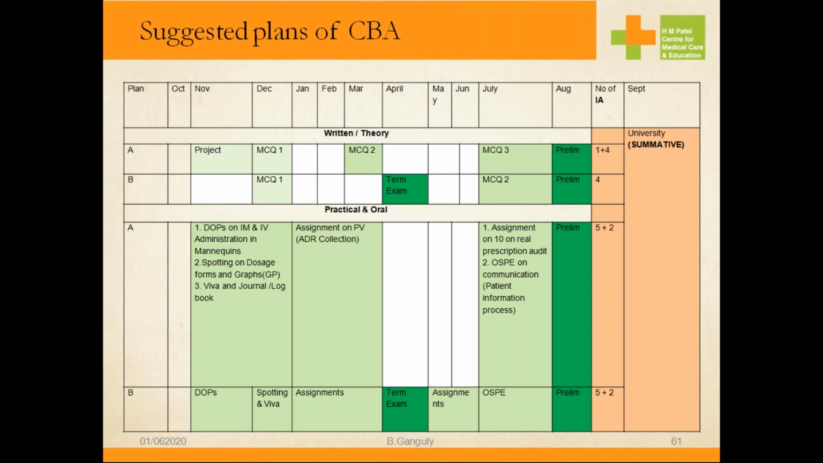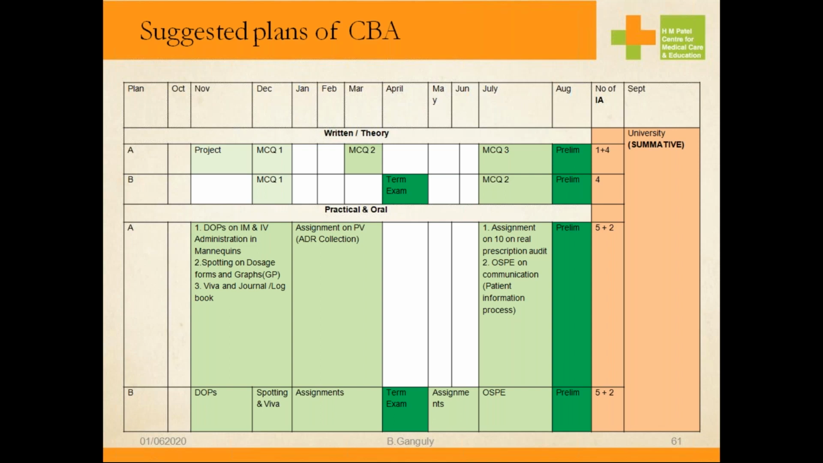As per plan A in written, plan A in practical can be DOPS on IM and IV administration in mannequins, because now mannequins are mandatory for all medical colleges in the pharmacology department, 15-15 minimum. Then spotting on dosage forms and graphs, viva and journal or logbook, that can occur initially with general pharmacology in November, December. Then from January, you give an assignment for pharmacology, the pharmacovigilance program, that is ADR collection. And no terminal examination, nothing. And then in July, an assignment on real prescription audit.